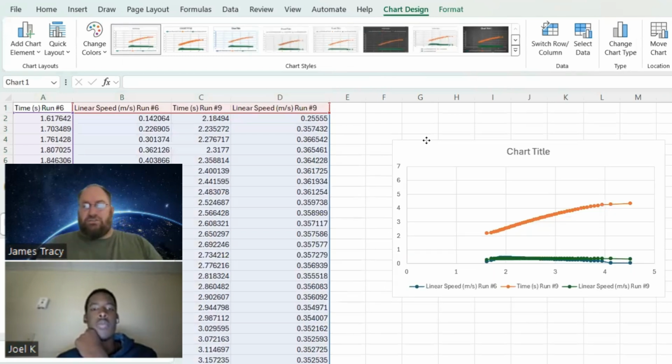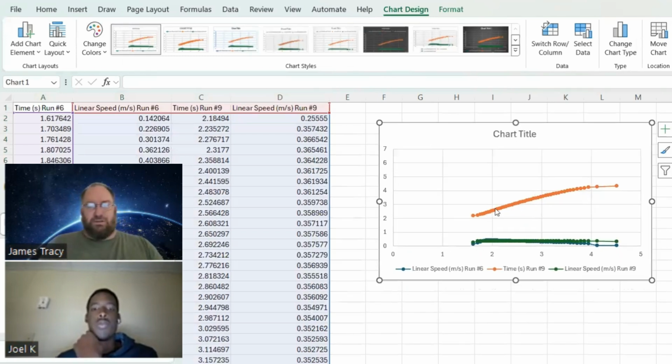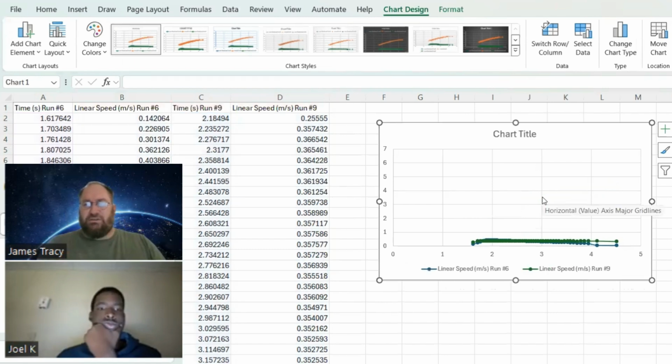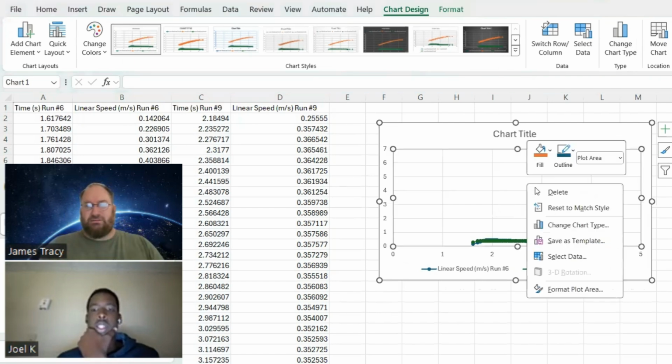Okay, so we've got 2, 3 data sets here. One of those is run 9, so you can click on the orange one and delete that. That's just time versus time. Like I said, this is a quick and dirty way to do this. Okay, and then right click and select data.